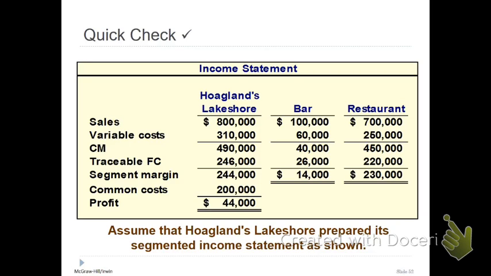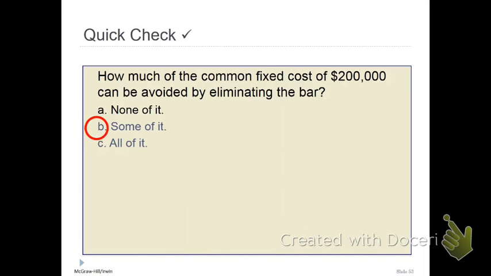So let's take a look at this restaurant and bar here. The restaurant has a lot more sales than the bar. They're obviously generating a lot more sales margin, and the profit on the bar is relatively small. Keep in mind, these numbers probably should be reversed in the grand scheme of things, but that's an issue for another day. And they have $200,000 in common costs.